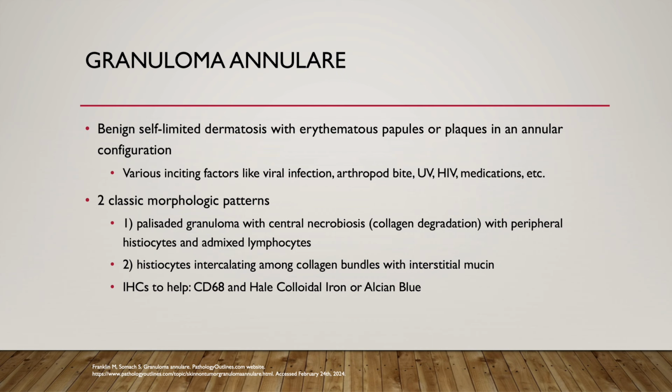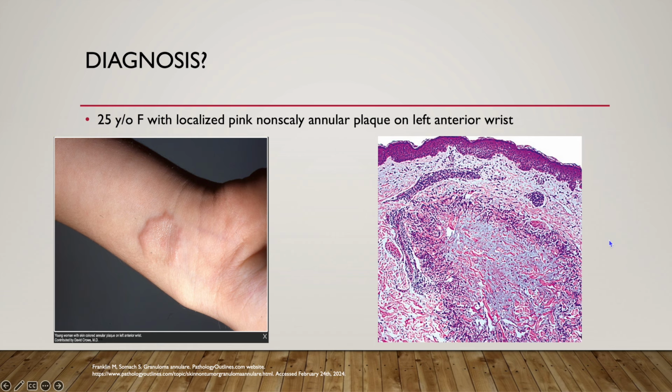It's a benign self-limited dermatosis with erythematous papules or plaques in an annular configuration. There are various inciting factors like viral infection, arthropod bite, UV, HIV medications, and there are two classic morphologic patterns. Personally, number one is easier for me to recognize. You'll have this palisaded granuloma with central necrobiosis, which is not an actual necrosis, but it's just degradation of the collagen and it looks necrotic. And you'll have peripheral histiocytes and admixed lymphocytes.